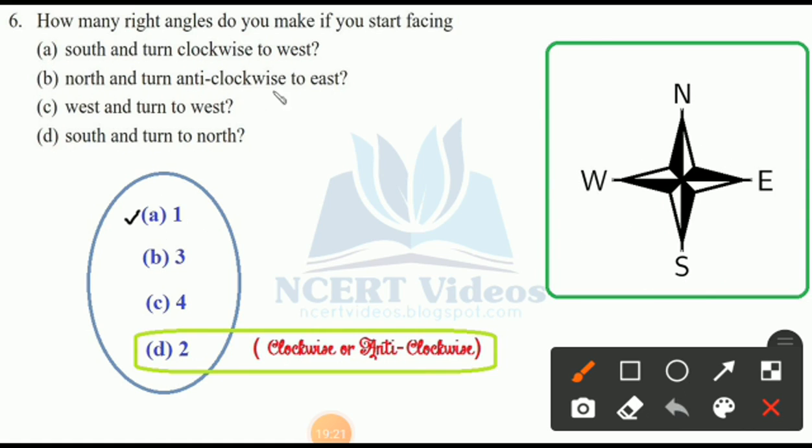You are standing on north and turn anti-clockwise. Anti-clockwise means opposite. To the east direction, 1, 2, 3, you have come up to here. This direction is done. So 3 right angles. Easy? Good, very good. So C and D you can understand. I will not say anything.